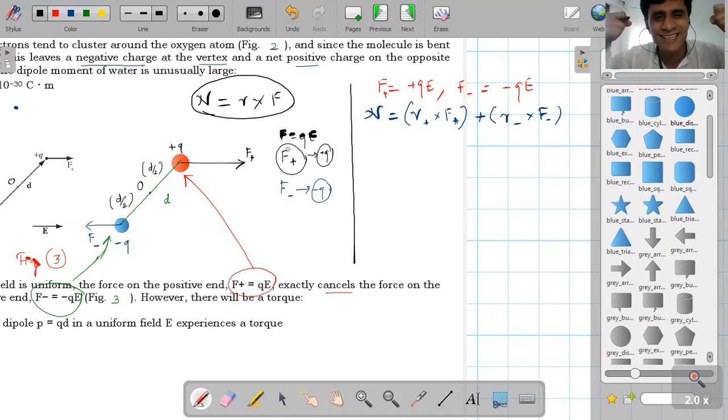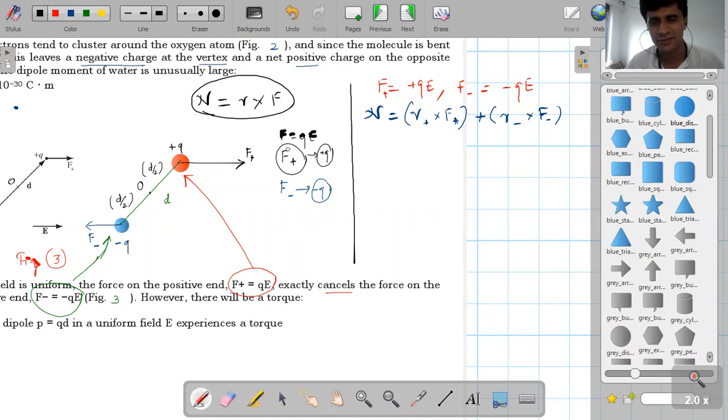Our aim is to find the resultant torque. What do I have to find out? The resultant torque. So we should find the torque due to the positive charge as well as the torque due to the negative charge, and then we can take the addition. Yes or no? Suppose I have only one charge, a positive one, then we can find only the torque due to the positive charge. But I have two charges, positive and negative, so we should find the torque due to the positive charge as well as the torque due to the negative charge, and then we can add. Understood?